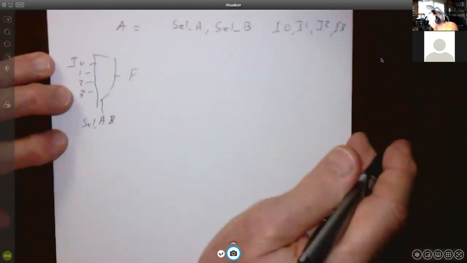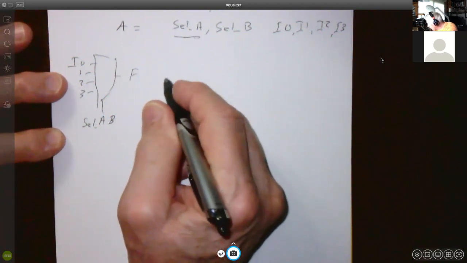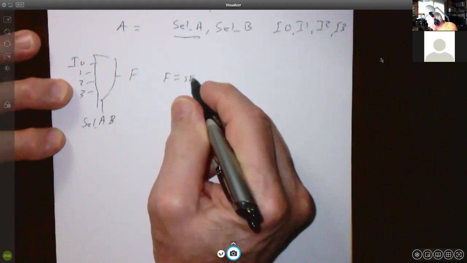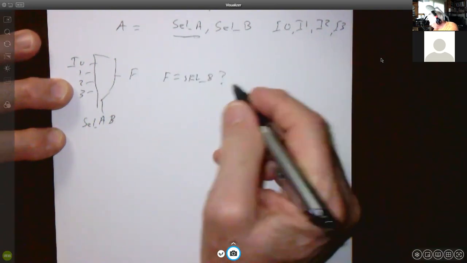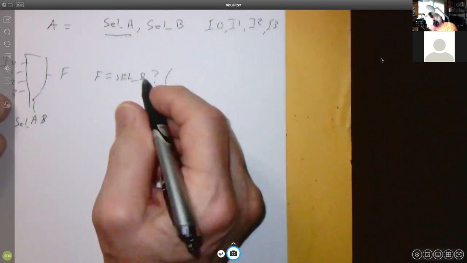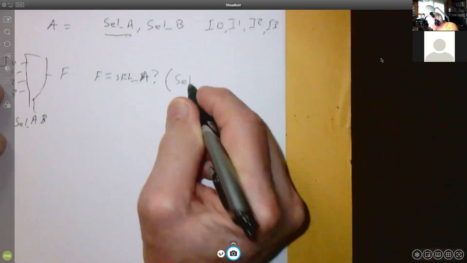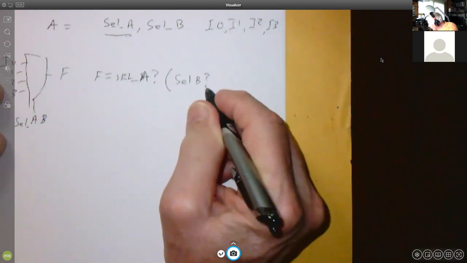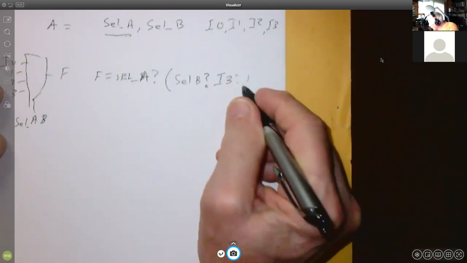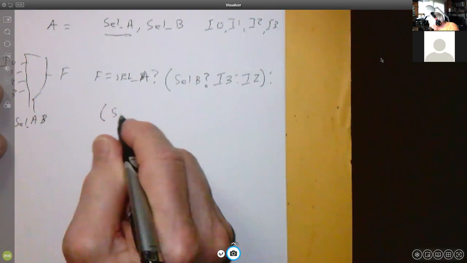All right, so how would we write that using the question mark colon construct? So what you can say is F equals, first you test SELB. Question mark, and then we're going to test. So if SELB is true, actually maybe we do SELA. If SELA is true, then we test SELB, and then if SELB is true, then we're going to use I3. Otherwise, we'll use I2. And then, colon, we'll test SELB again.